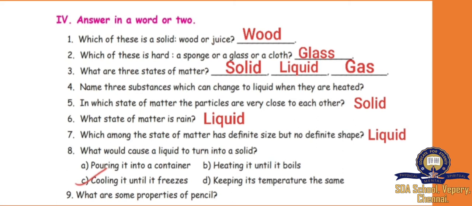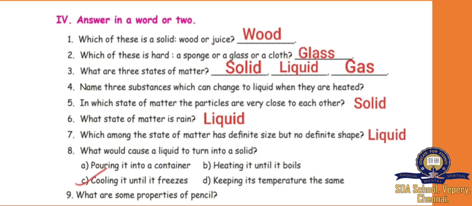See here, this is like a choose. We have to write only one answer there. I'll read the question. Which of these is a solid? Wood or juice? Juice is liquid. So, wood is solid. Right? Yes, wood. Next, second one.